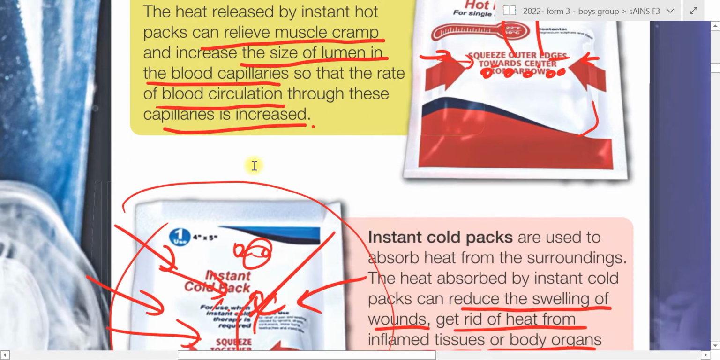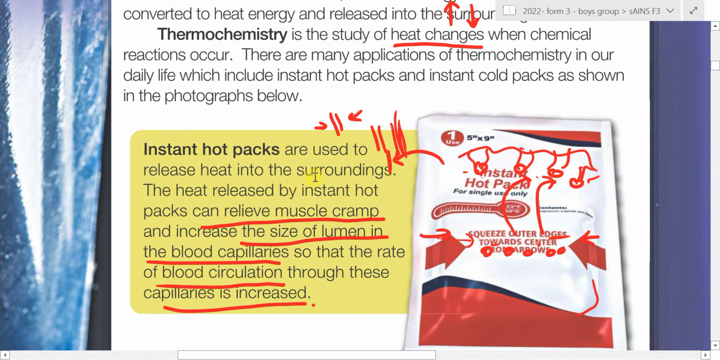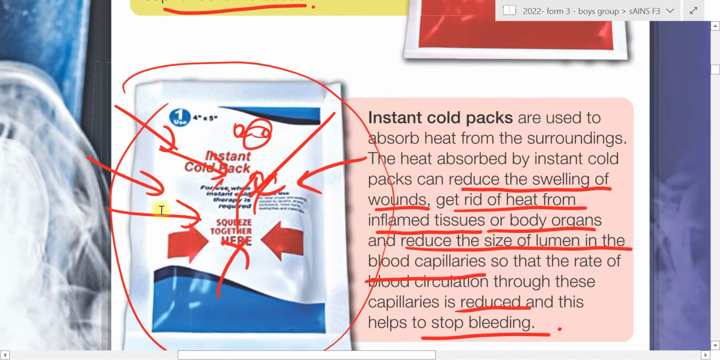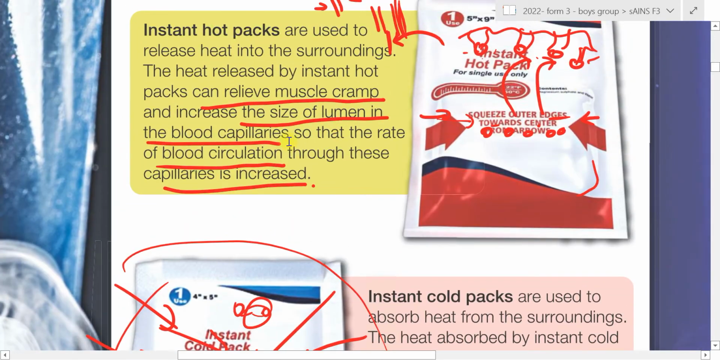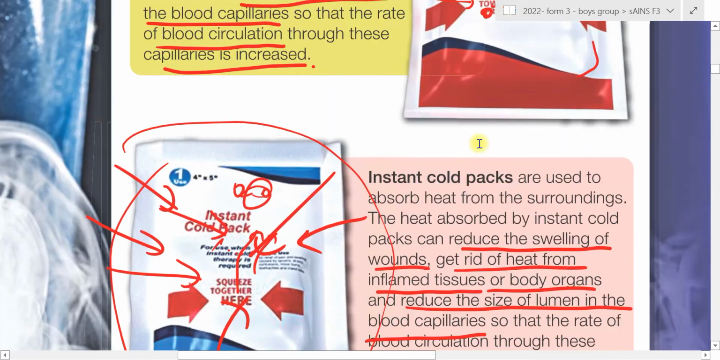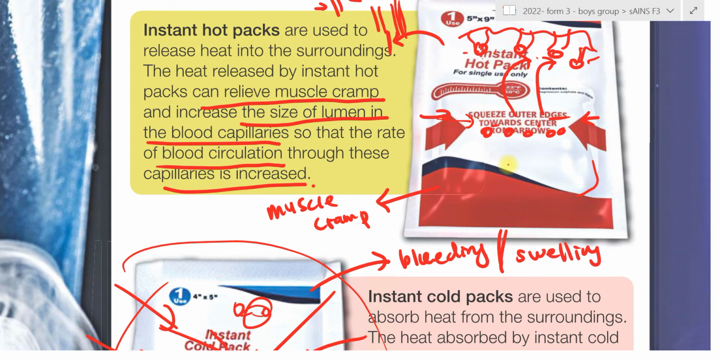When you get muscle cramp, imagine you are using the cold pack, your capillary will shrink even smaller and cause you more pain. So don't simply put ice on everything. If you have swelling problem or bleeding problem, then use cold pack. Only for muscle cramp, don't use the cold pack. Use the hot pack. In short, your hot pack is for muscle cramp. Your cold pack is for your bleeding or swelling problem.